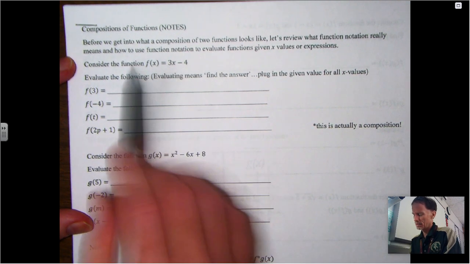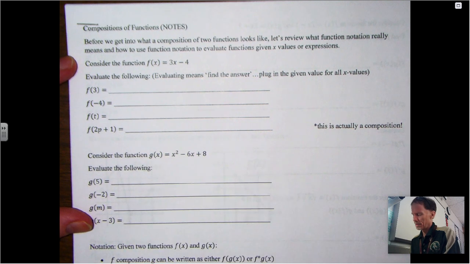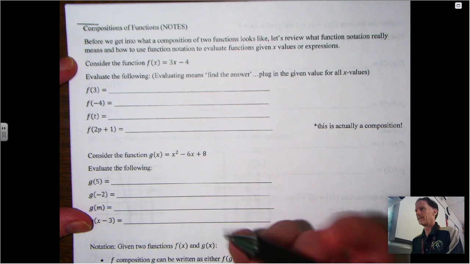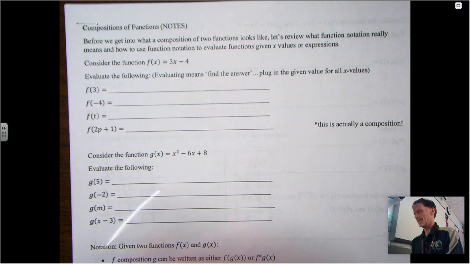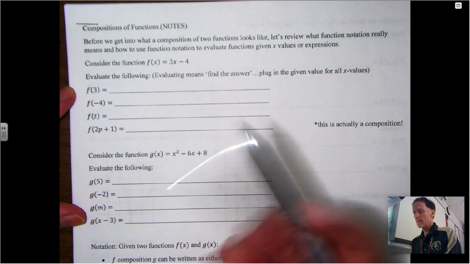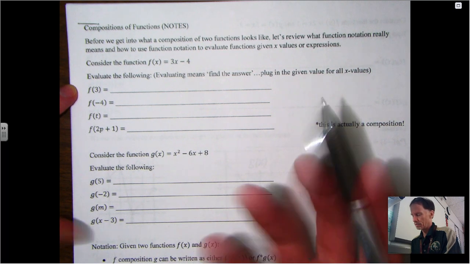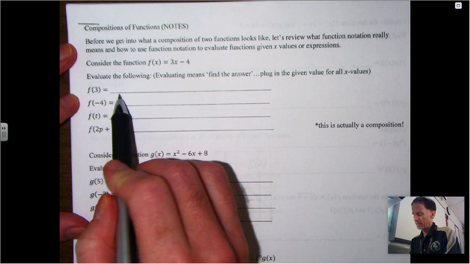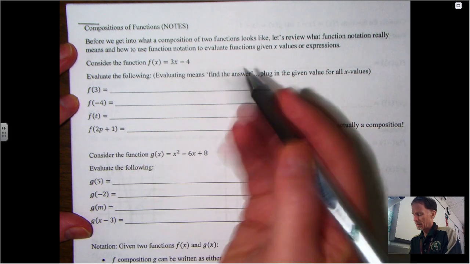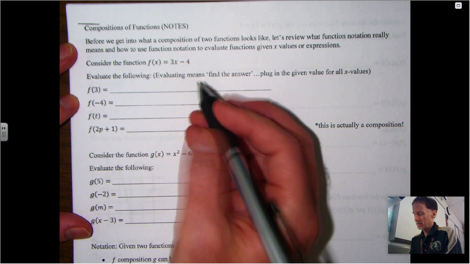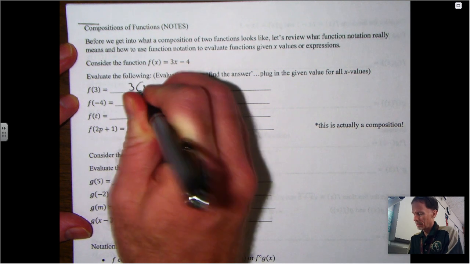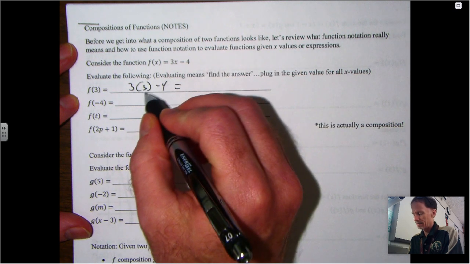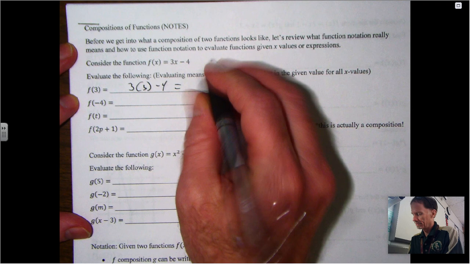So let's talk about this simple function, just f of x equals 3x minus 4. Whenever you see the word evaluate, which is a common thing even on SAT tests and ACT and stuff like that, it just means we're finding the answer, right? We're plugging in the given value. So for this one, if we want to do f of 3, we're just plugging in 3 anywhere you see the x. So it's going to be 3 times 3 minus 4, which is just 9 minus 4, which would be 5.